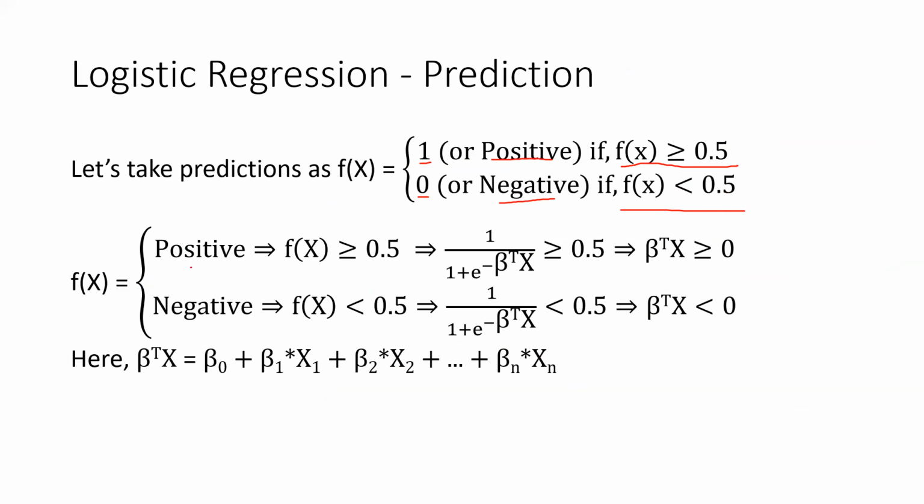We can further describe it as, if it is positive, f(x) is greater than 0.5. This is the vector format of logistic regression. If f(x) is greater than or equal to 0.5, then this one should also be greater than or equal to 0.5. When this is greater than or equal to 0.5, mathematically you can understand that beta transpose x is greater than or equal to 0.